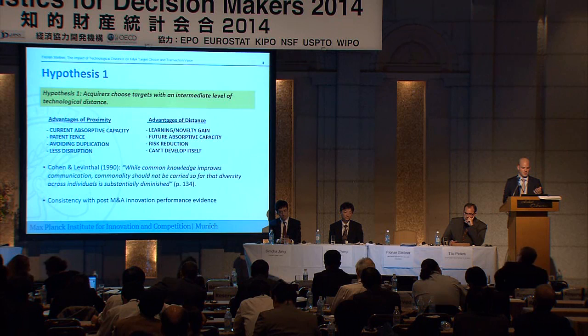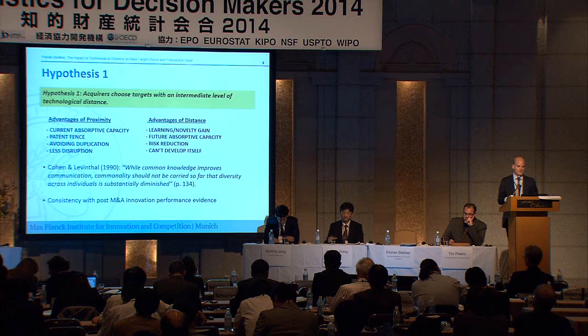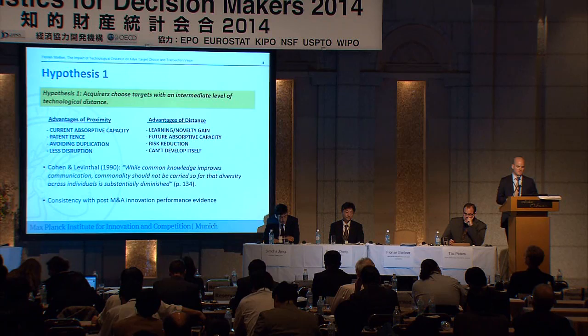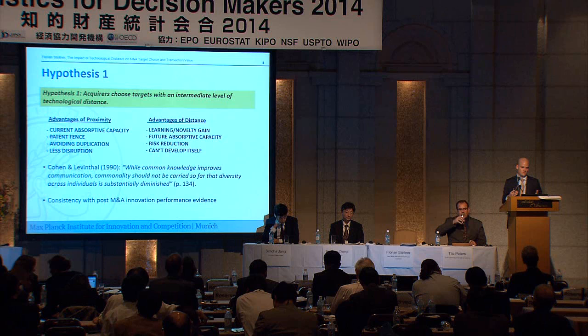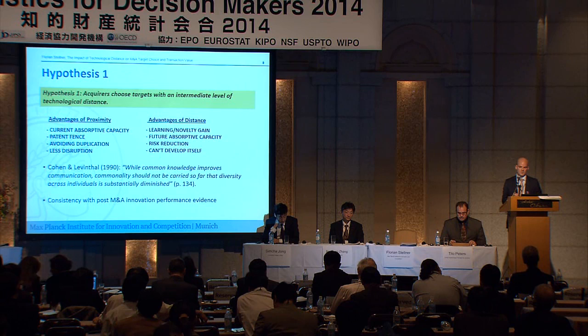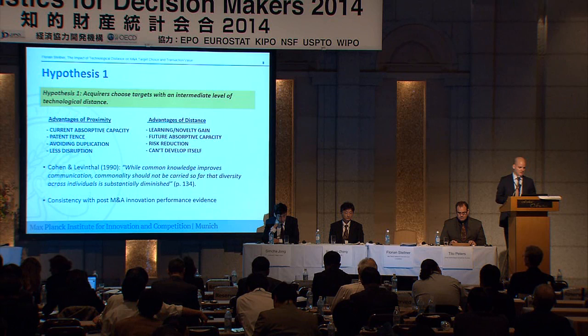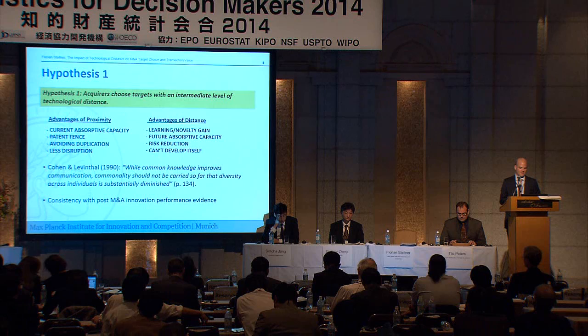Technological proximity has the advantage that it provides current absorptive capacity, so you're in a better position to value and assimilate the technology of the target. It also has strategic value, in that if you acquire a company which is close to you, you might be able to build a patent fence, or you might be able to resolve a patent dispute which exists between technologically close firms, and it may allow you to operate more freely in conducting your R&D activities. It also has economies of scale and avoids duplication, and might also cause less disruption if the target and acquirer are close in terms of their technological mindset.